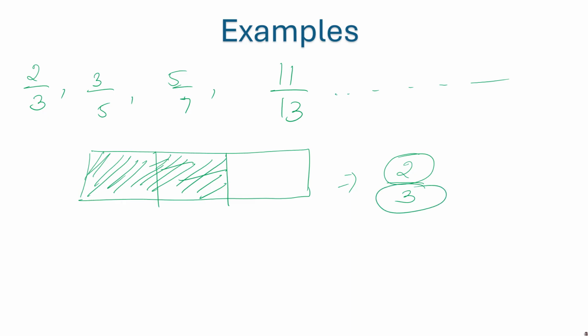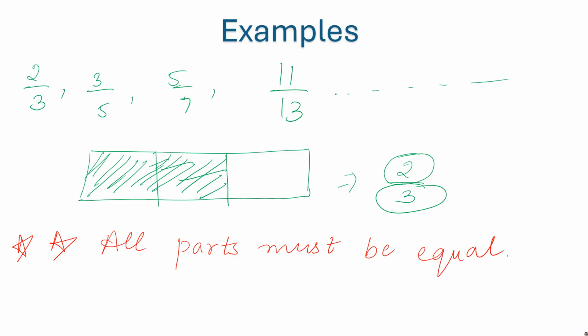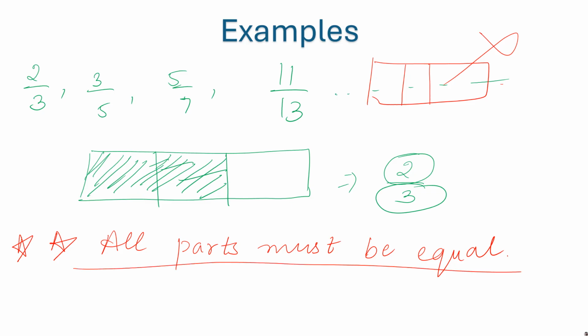Now you have to notice something very important here. What is that? All parts must be equal. In a fraction, this has to be the key line, that all parts must be equal. Without that, you cannot call anything a fraction. Let's say I have a chocolate bar and I divide this into one part like this, and one part like this, and one part like this. Can I make a fraction out of here? No, that would be wrong. Why? Because in fractions, the key line is that all parts must be equal. If the parts are not equal, it is not a fraction. Okay, and this is the key point whenever you are writing down a fraction.